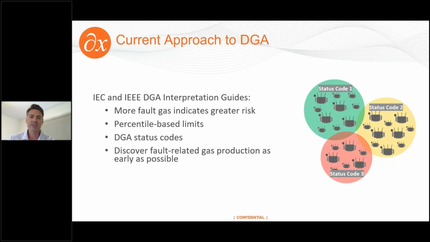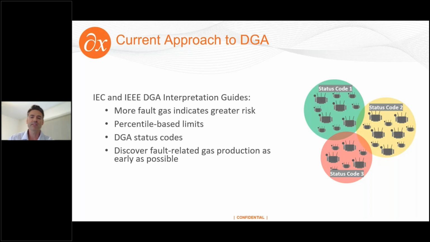So when we look at current approaches to DGA, the IEC and IEEE DGA interpretation guides assume the principle that more fault gas indicates greater risk of outage. They also employ percentile-based limits for concentrations, increments, and rates of increase for individual fault gases. So if any gas concentration in the latest oil sample exceeds a limit, investigation is needed. And DGA codes are applied to these gas limits. It's worth noting that there is no quantitative risk metric applied.